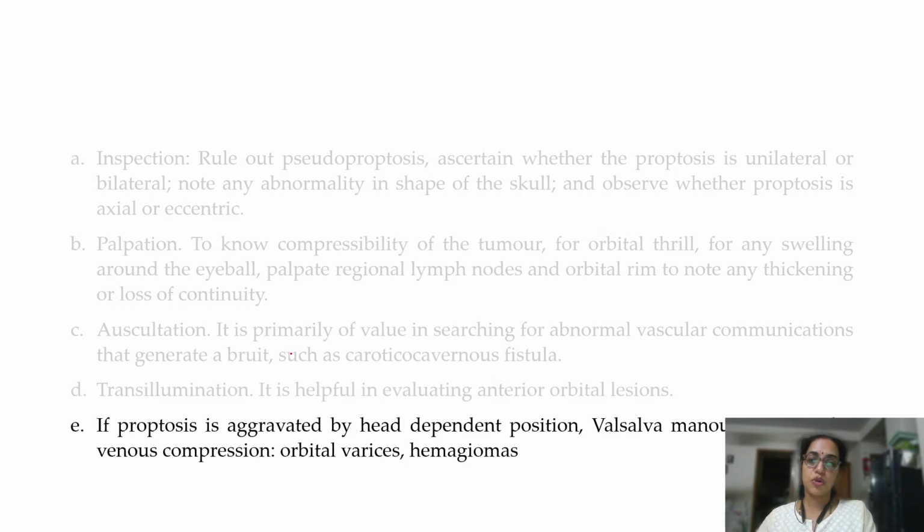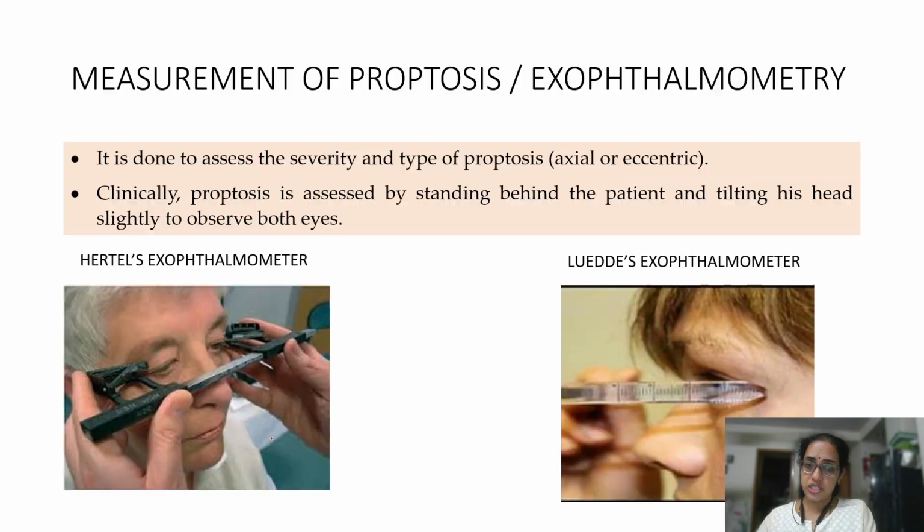If the proptosis is aggravated by certain maneuvers like a head dependent position, valsalva, or jugular compression, you have to think of orbital varices and hemangioma. So these are special tests that you need to perform depending on whether you're dealing with these conditions. So how do we measure proptosis? We need instruments called exophthalmometers, and the measurement is known as exophthalmometry. It is done to assess the severity and type of proptosis.